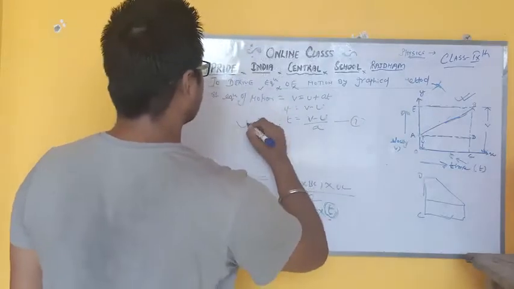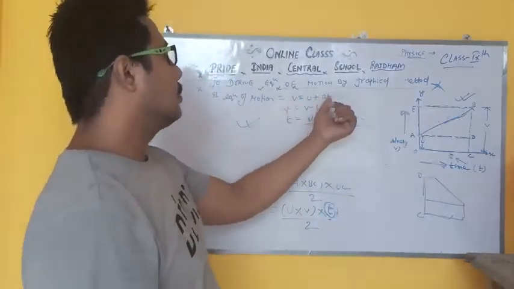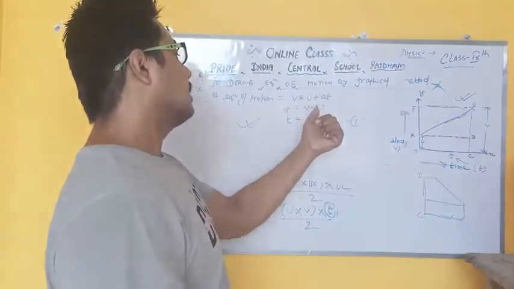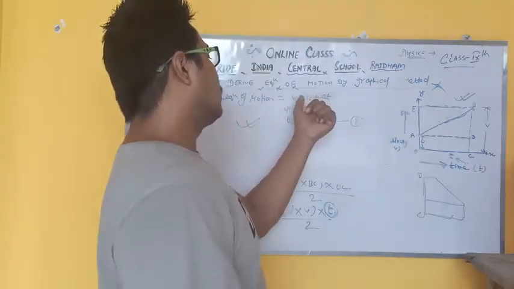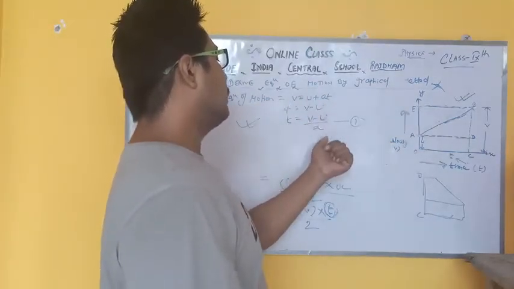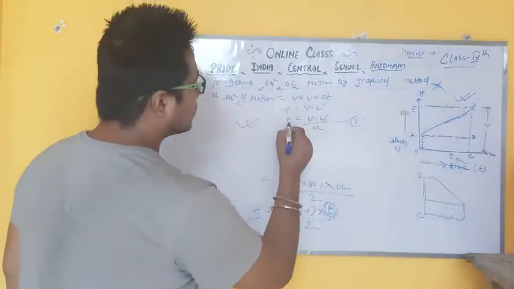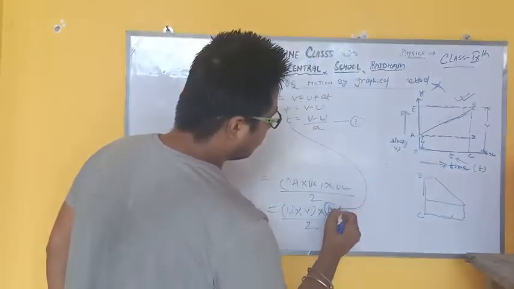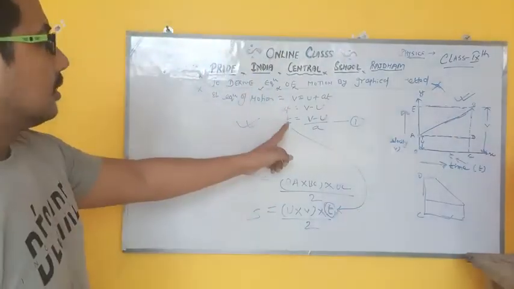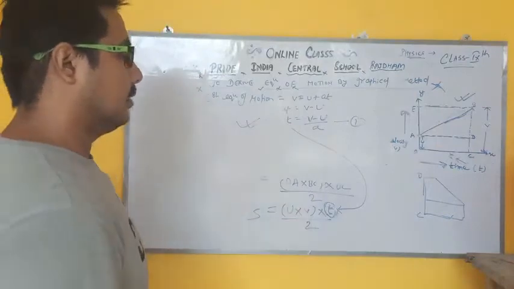Simple mathematics, right? V is equal to U plus AT. AT is equal to V minus U. Therefore, T is equal to V minus U divided by A. Now this T, we will put it here. You get it? The value of this T, we will put it here. So what do we get?